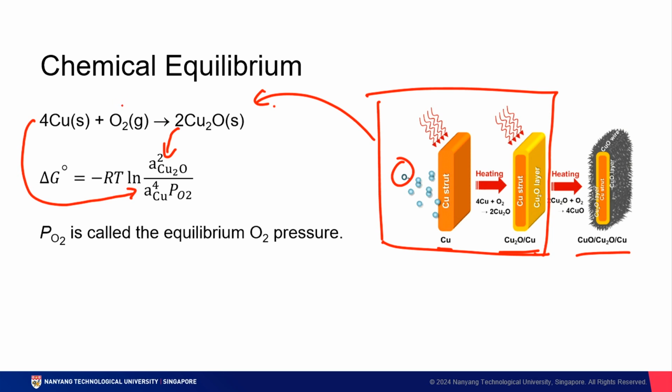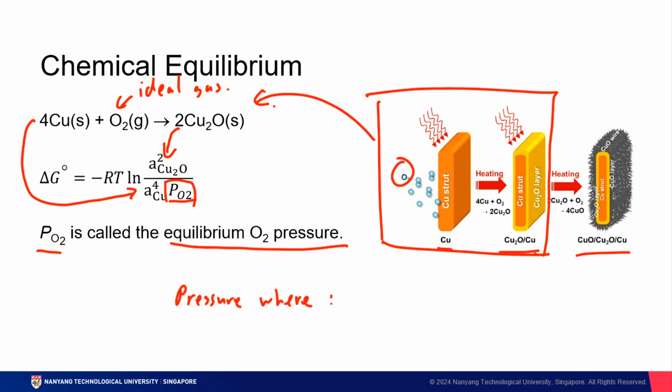Now, remember, we assume an ideal gas condition. In the ideal gas condition, we can assume that the ambient pressure is equivalent to the pressure of oxygen. So, the term PO2, which we're solving for, is called the equilibrium O2 pressure, which is essentially the pressure where no reactions take place.